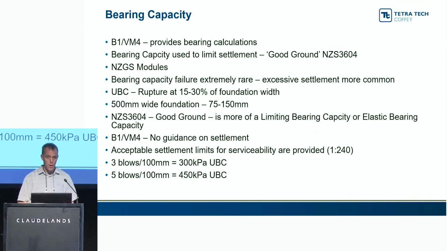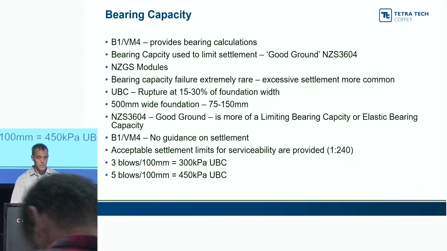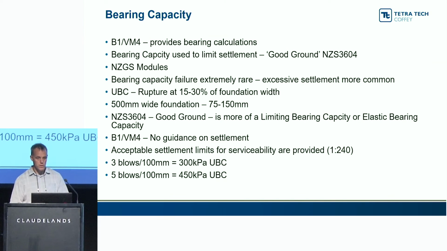Bearing capacity, as we know, is provided in B1 VM4. There are some perfectly normal bearing capacity calcs. We also talk about it in terms of good ground and using a bearing capacity of 300, which can be a little misleading, and we also cover it again in the NZGS modules. The NZGS modules are a bit more of an update from a geotech perspective. Sometimes there's not necessarily good terminology shared between the different standards, which can lead to a little bit of confusion.